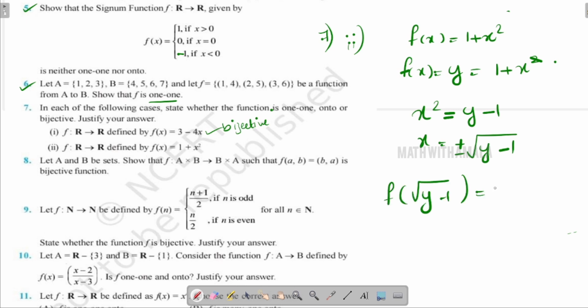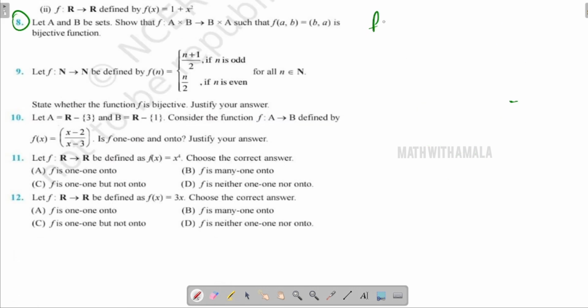Now let's find the value of the function at root of y minus 1. That is 1 plus root of y minus 1, the whole square. Then you will get 1 plus y minus 1, that is y. Okay, so you are getting it as onto for this root of y minus 1. The negative side also will give the same value y because we are taking the square of the negative in the function. Move to the 8th question.